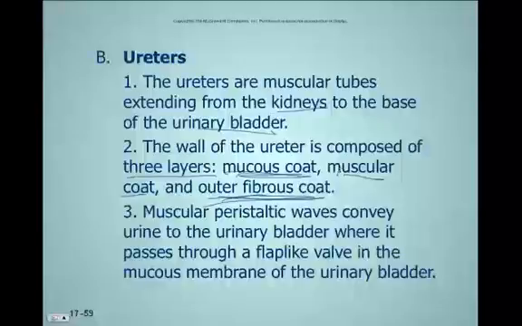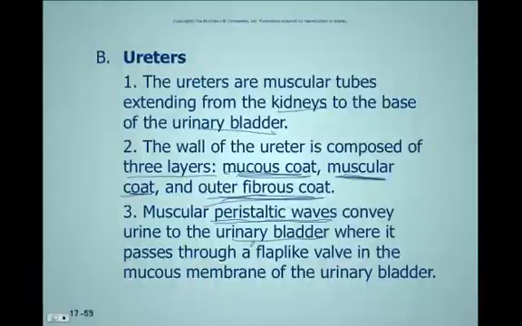And that muscular coat in between is going to be important because the layers of muscle there are going to contract in these waves of contractions that we call peristaltic contractions to convey the urine from the kidneys into the urinary bladder. And once it reaches the urinary bladder, it will pass through this little flap-like valve in the mucous membrane of the urinary bladder.